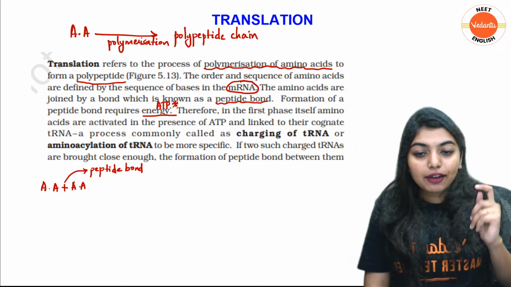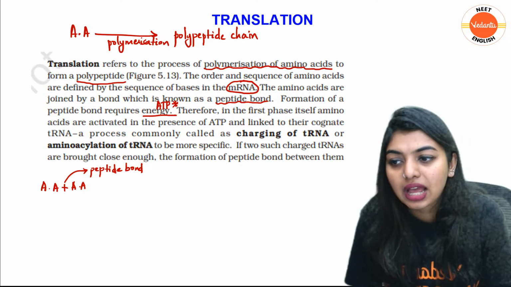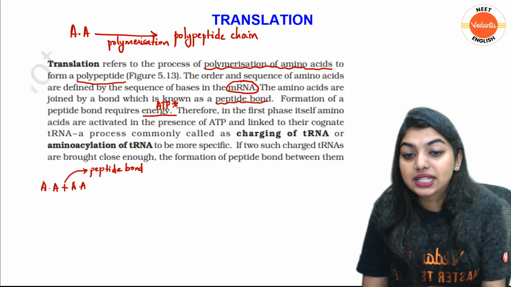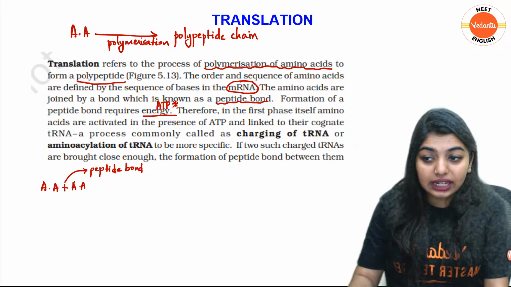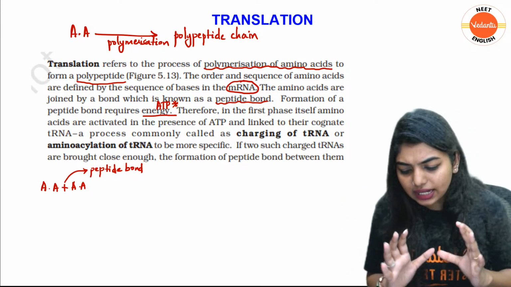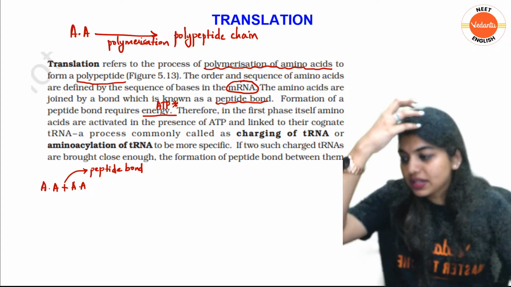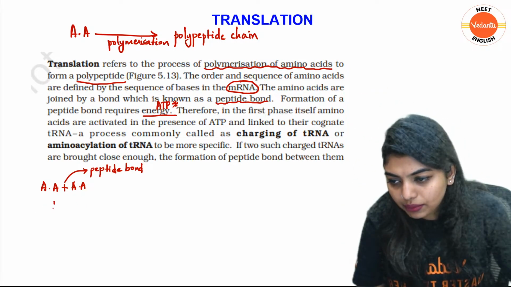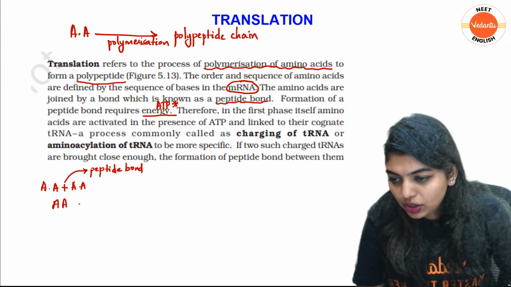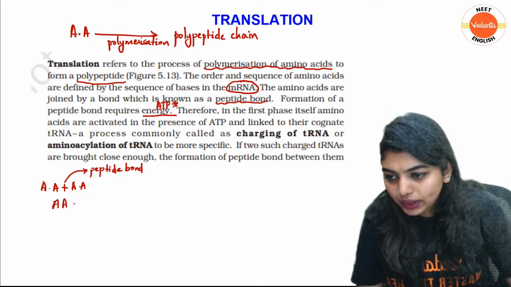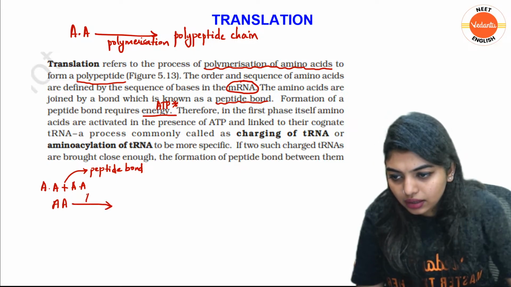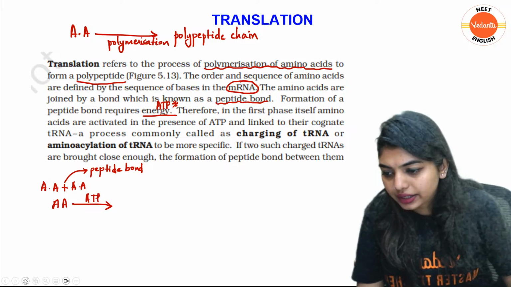Therefore, in the first phase itself, amino acids are activated in the presence of ATP linked to their cognate tRNA. Do not get confused, I'll explain it as simply as possible. So students, what is basically happening? Amino acids will come with the help of ATP. I think I'll write it in different colors.